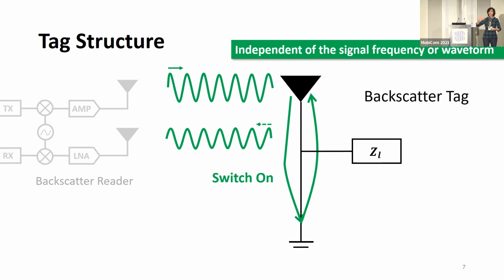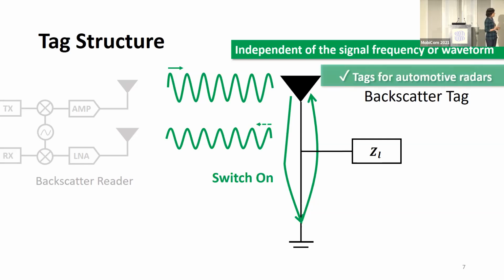Yes, we still need the antenna and all the components to be tuned to that frequency. But other than that, we can basically say, intuitively, we can just replicate that circuitry and have an RFID tag that works with automotive radars.